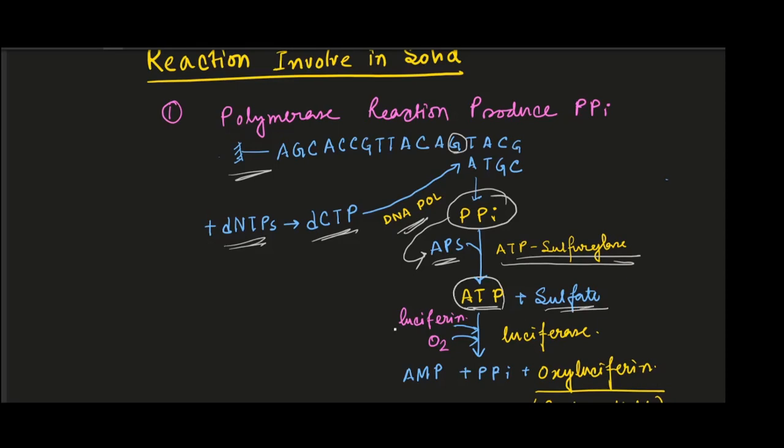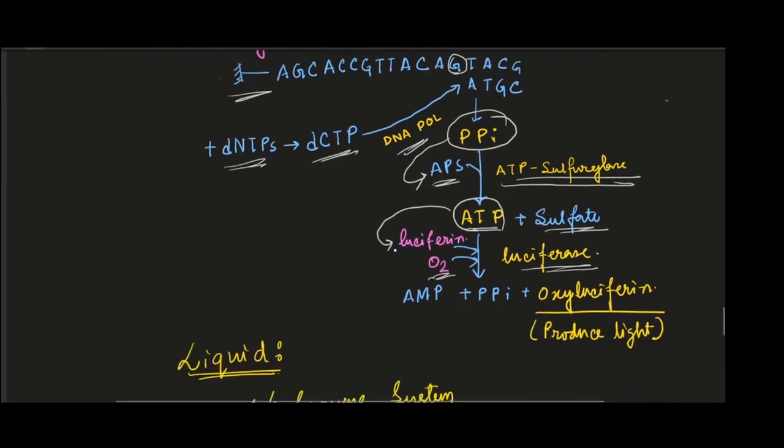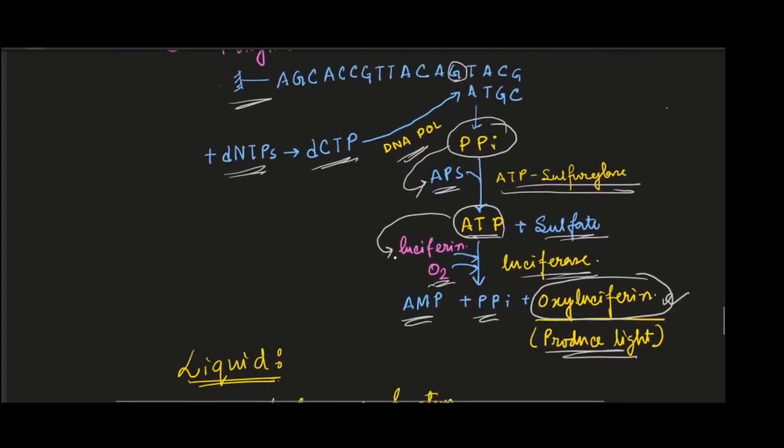Now this ATP interacts with luciferin in the presence of oxygen and luciferase enzyme and produces oxyluciferin. This is the oxyluciferin along with AMP and PPi. Now this oxyluciferin produces light. Now let's see how we can detect from that light that this base got incorporated. As we go from downside to upside, what do we get?